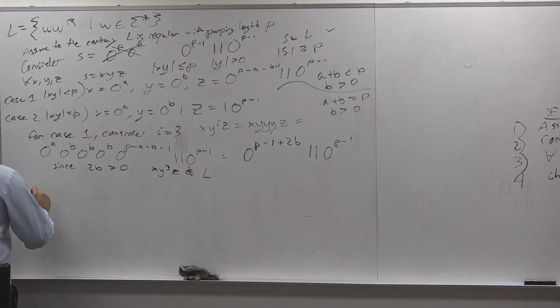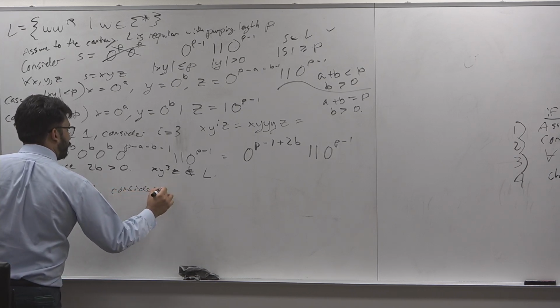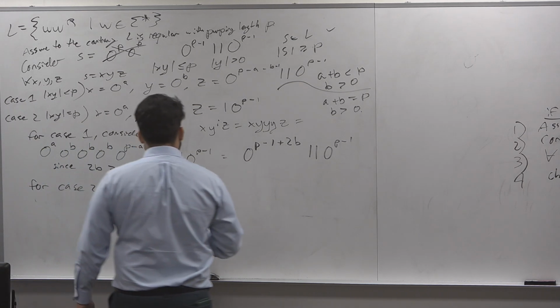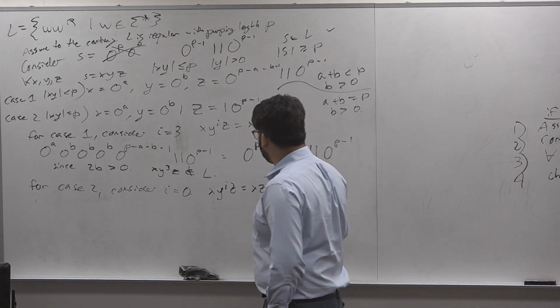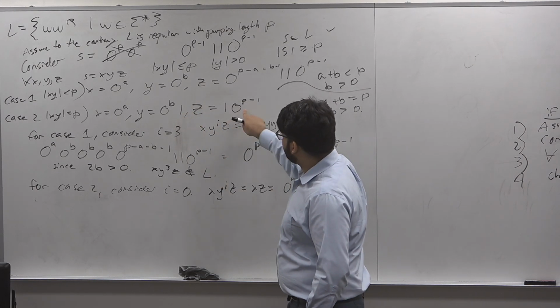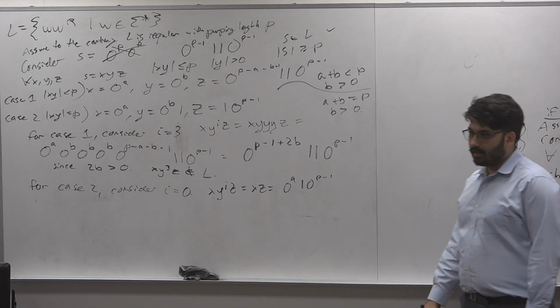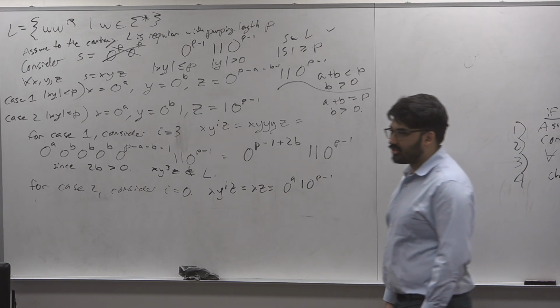Okay. For case 2, consider i equal to what? Maybe I'll do an interesting i as well so we make things 0. Yeah, let's try 0. This is called pumping down. Then x, y to the i, z is equal to xz, which is equal to 0 to the a. We forget y, just ignore it, and then z here, which is going to be 1, 0 to the p minus 1. Now, a could be p minus 1. So that's not immediately a contradiction, but there's another contradiction here.